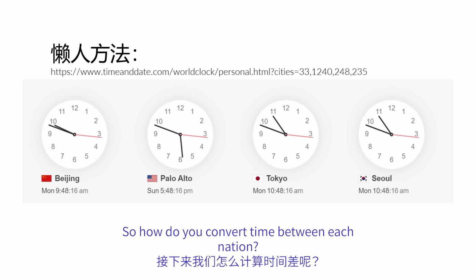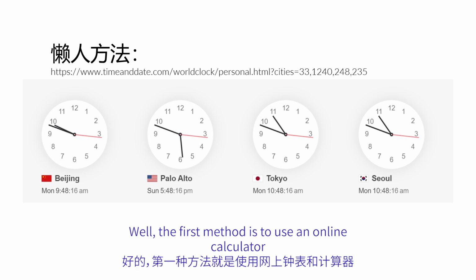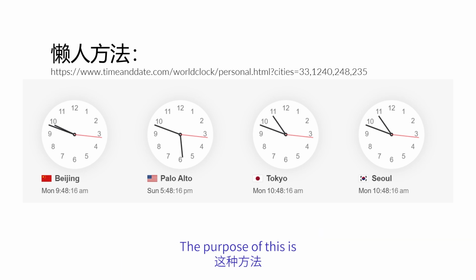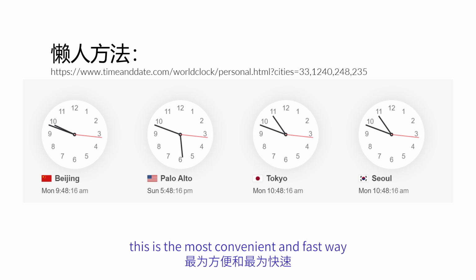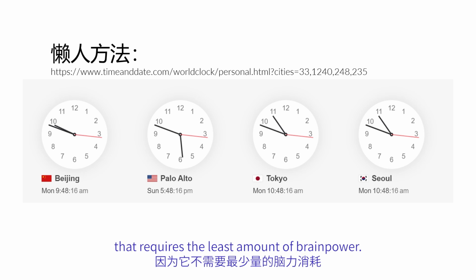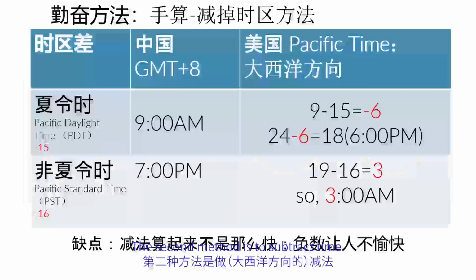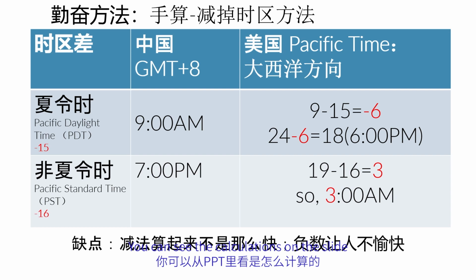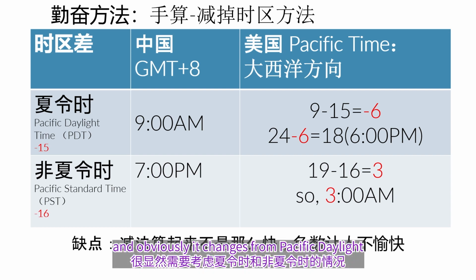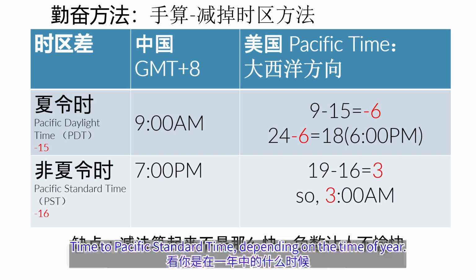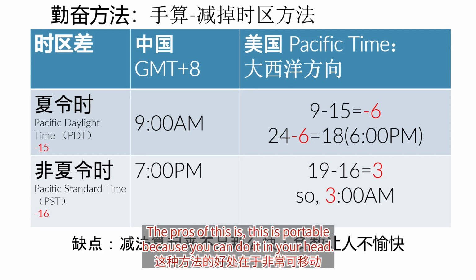So, how do you convert time between each nation? Well, the first method is to use an online calculator. The pros of this is it's the most convenient and fast way that requires the least amount of brain power. The second method is to subtract time. You can see the calculations on this slide. And obviously, it changes from Pacific Daylight Time to Pacific Standard Time, depending on the time of year. The pros of this is it's portable because you can do it in your head.